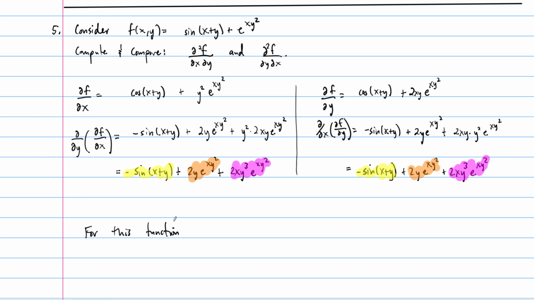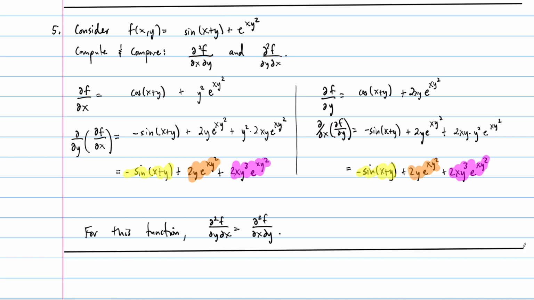And these are equal to each other for all points in the domain, which is actually the entire real plane, right? These functions are both defined and differentiable, continuous, etc. on the entire real plane. So for this function, we can say without any doubt that d squared f dy dx is equal to d squared f dx dy. But like I said, we cannot just assume that this is true in general, and this is not a proof that it always works. This is only proof that it works for this function, right?